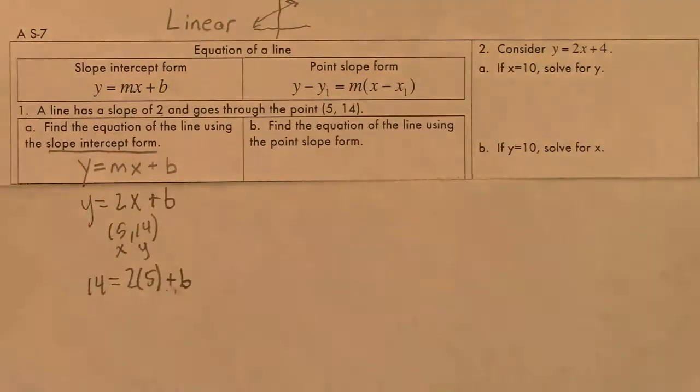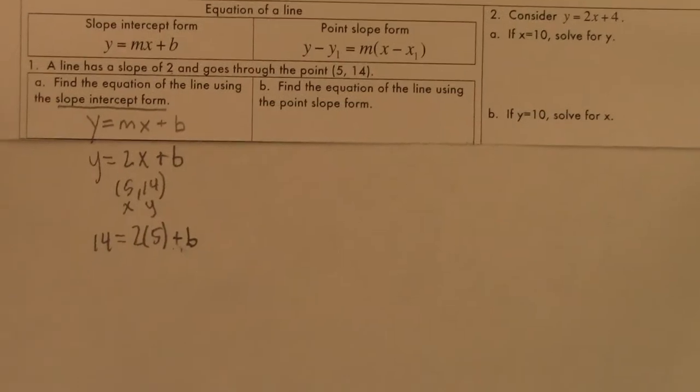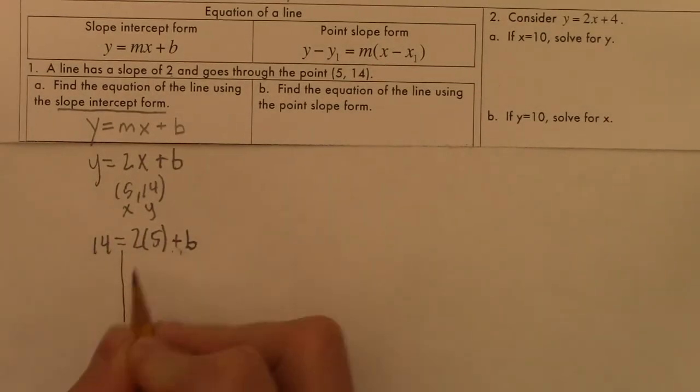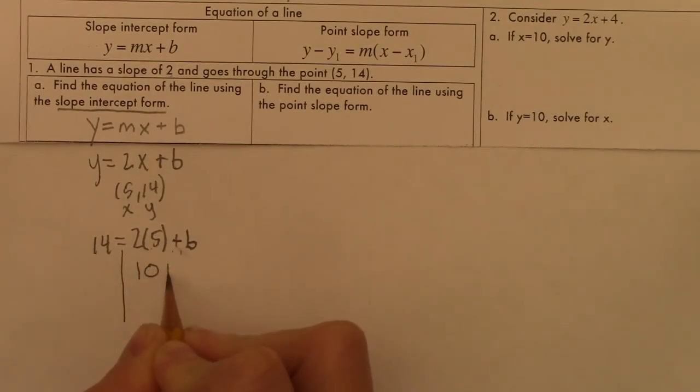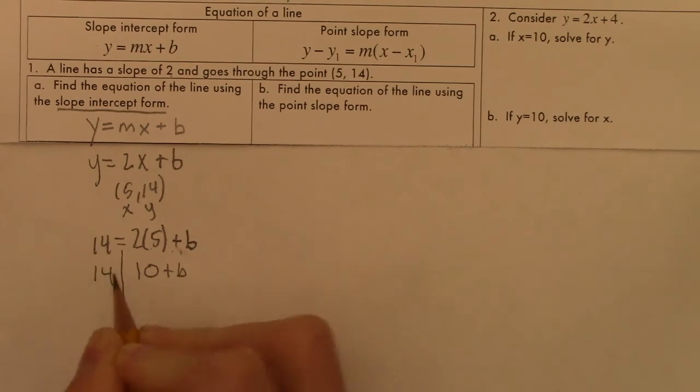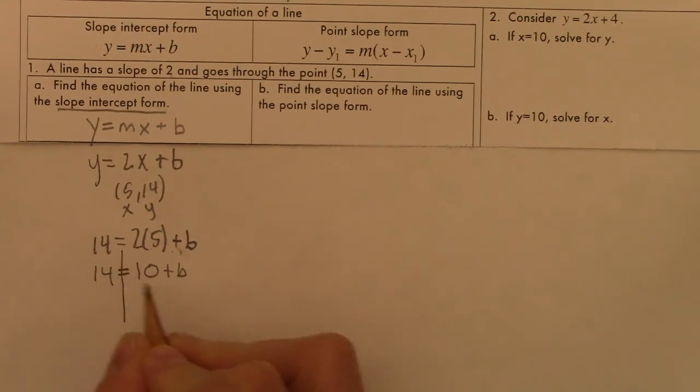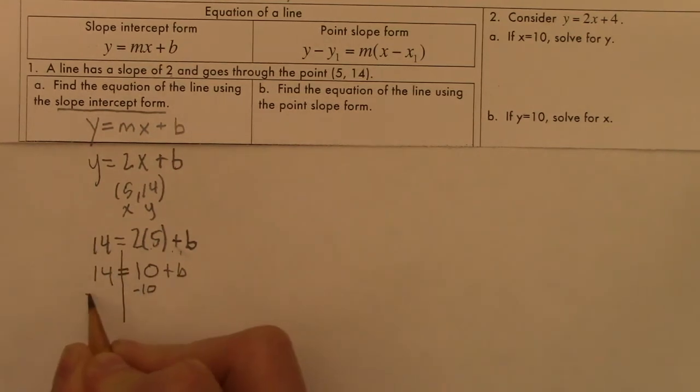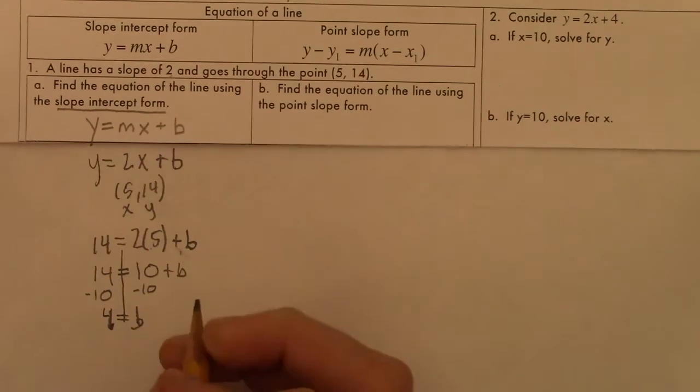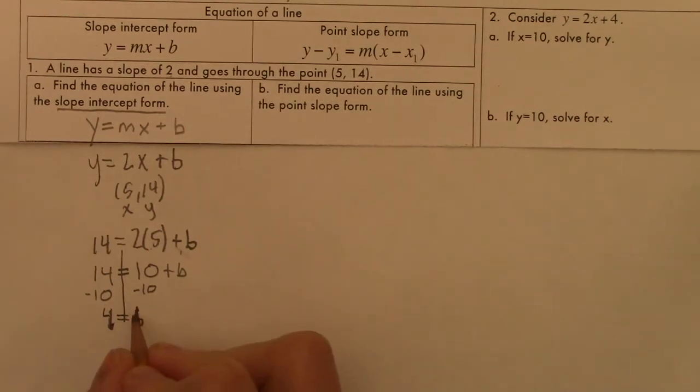You want me to keep going? Yeah. Keep solving. 2 times 5 is 10. 10 plus b. 14's on this side. I need to get b by itself, so I'm going to subtract 10 from both sides. 14 minus 10 is 4. That's a nice 4, though. All right, so that's close.